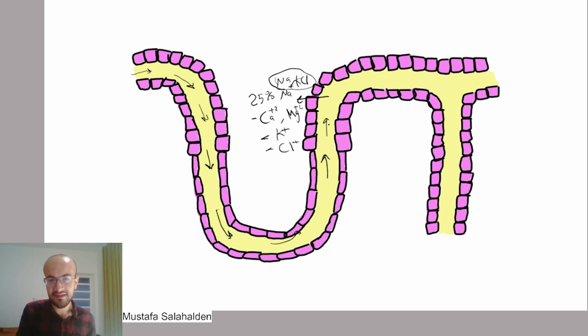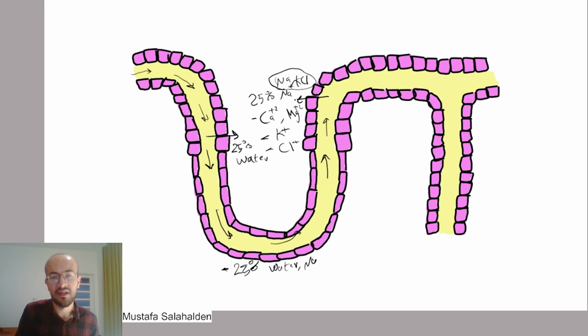Interestingly enough, this ascending part of the loop of Henle is impermeable to water, and as I said earlier, the water moves with the sodium. So if we have 25% reabsorption of the sodium, interestingly enough, it would be reabsorbed in the descending part here. So we would have 25% of water reabsorbed from the descending part. And in total, the loop of Henle would reabsorb 25% of water and sodium.